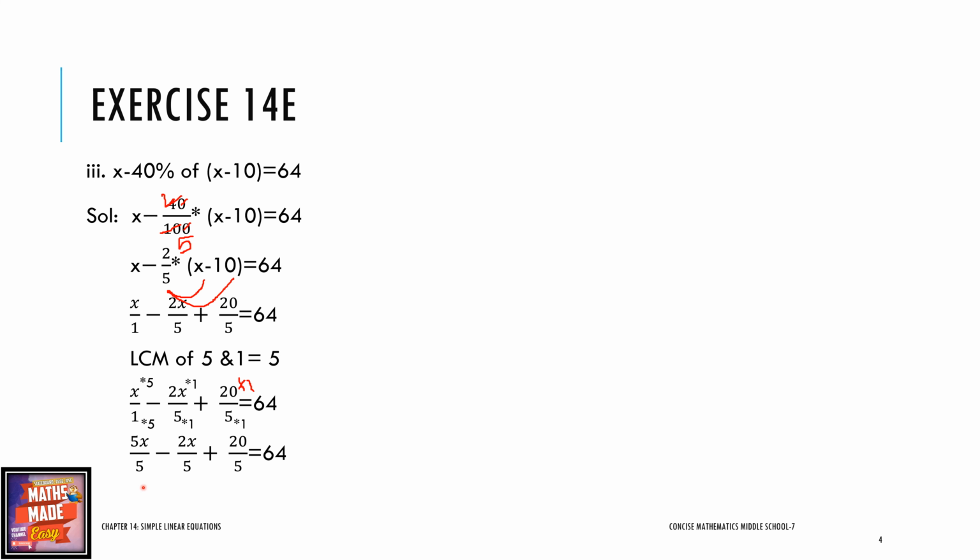So when you multiply it, this is what you get. Now the denominators are equal. So just put 5x minus 2x plus 20. Now one is having positive, other is having negative. Just put the bigger number sign and subtract it. You will get (3x plus 20) by 5 is equal to 64.